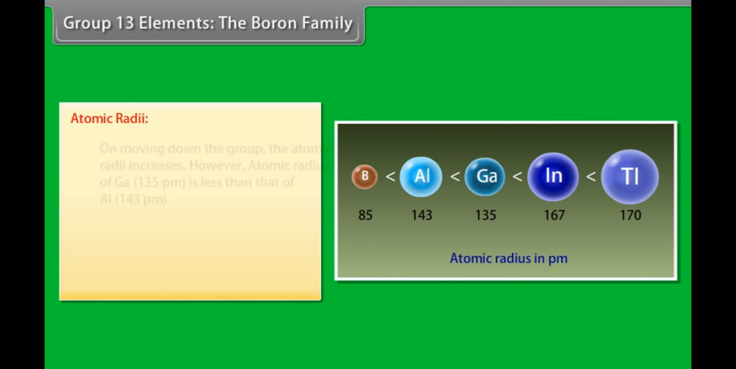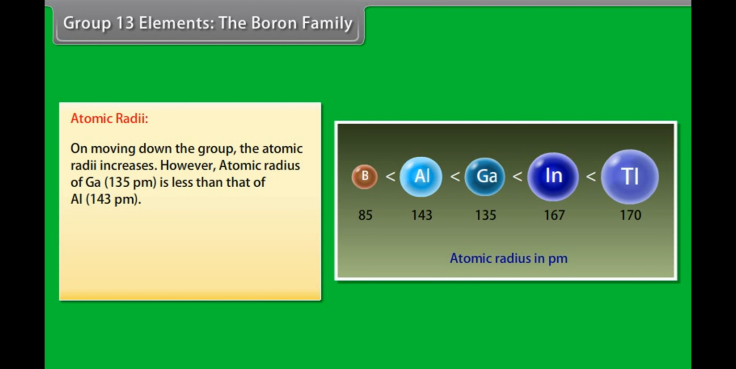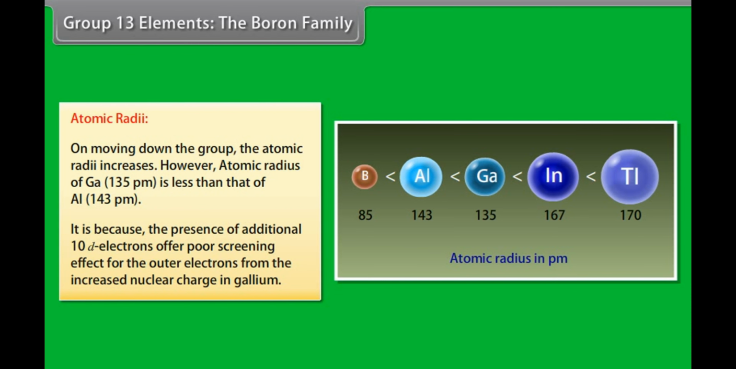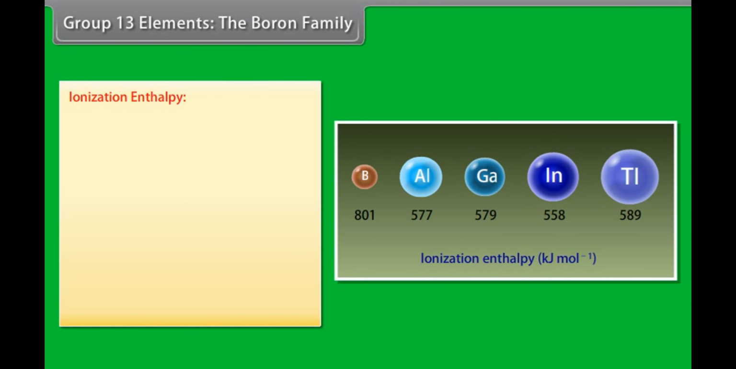Atomic radii. On moving down the group, the atomic radii increases. However, atomic radius of gallium, 135 picometer, is less than that of aluminium, 143 picometer. It is because the presence of additional 10d electrons offers poor screening effect for the outer electrons from the increased nuclear charge in gallium.